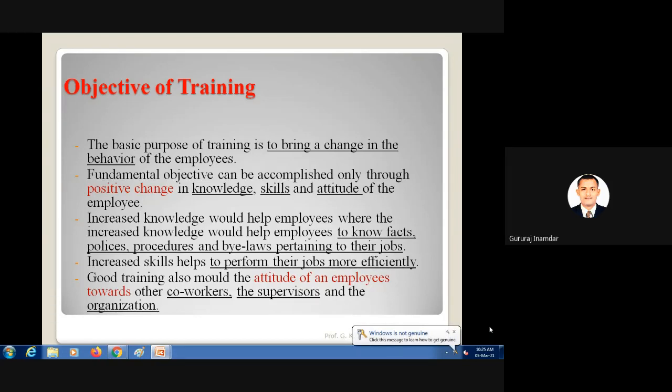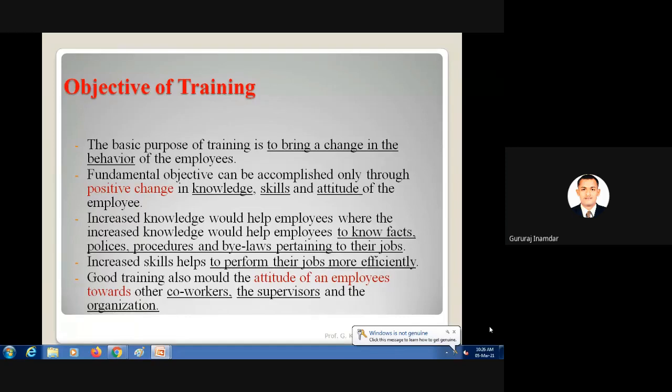Next objective: increased knowledge would help employees to know facts, policies, procedures and bylaws pertaining to their job. Whatever the factors should be there, you have to consider them, we have to fulfill those factors. They may be facts, policies, procedures, bylaws, and those factors we should consider while giving the training.